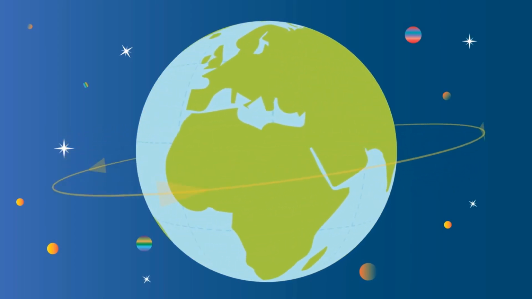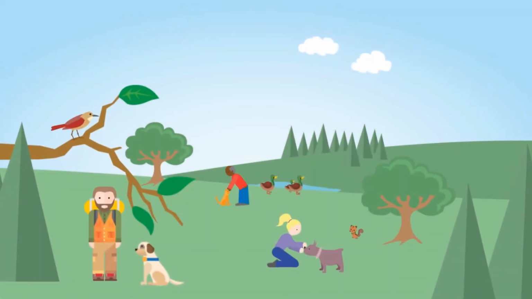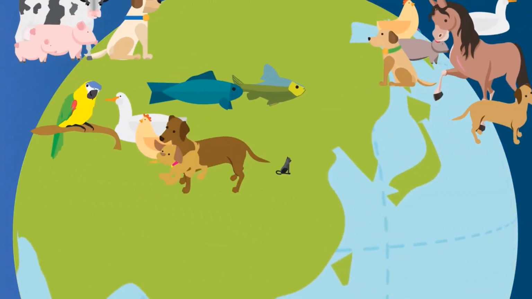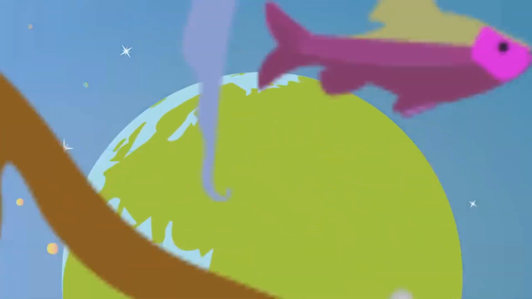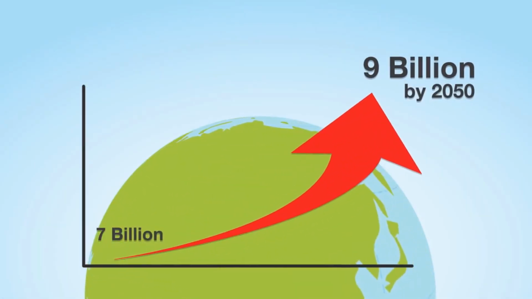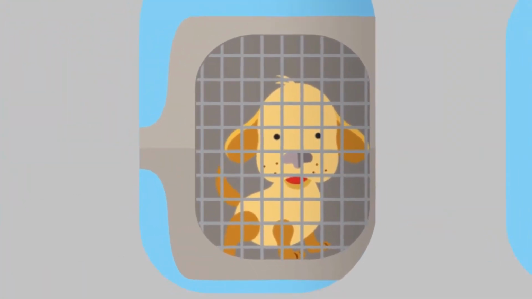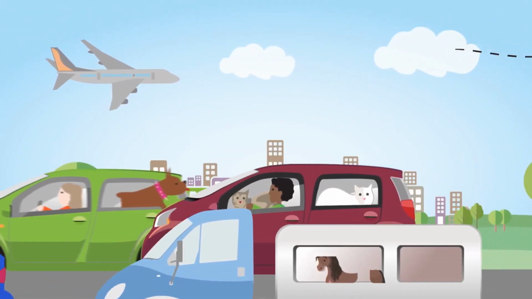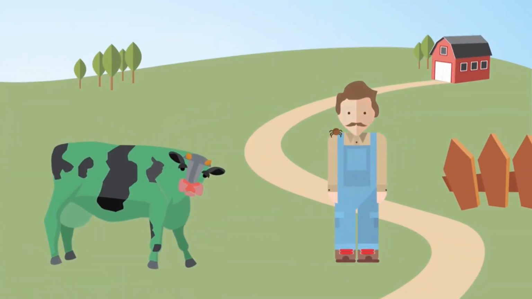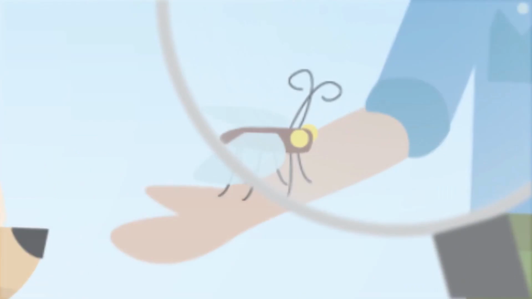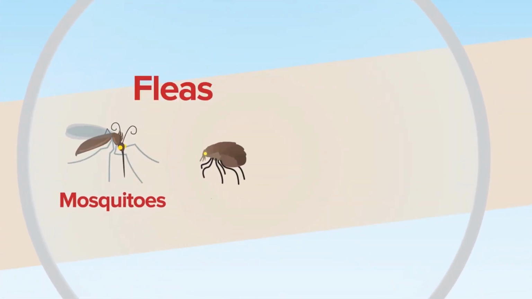Animals are an important part of our world and our lives. Did you know that science estimates there are over 8.7 million animal species around the world, with thousands of new species discovered every year? And with the growing global human population, environmental changes, and increases in animal travel, animals and humans are interacting in new ways.